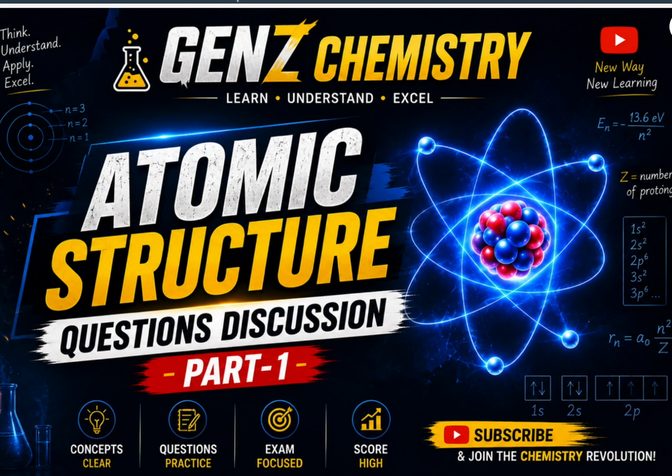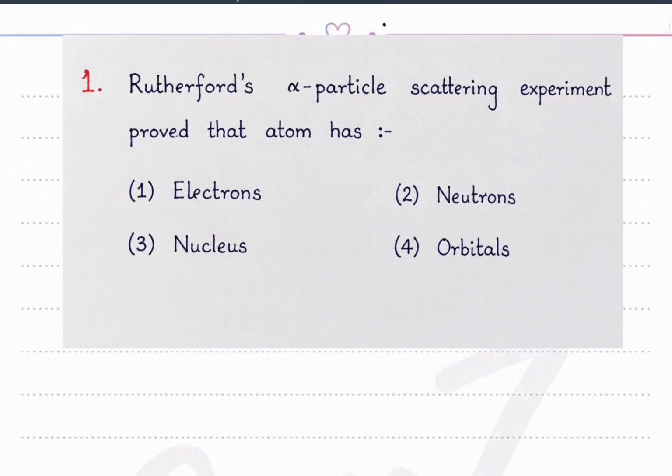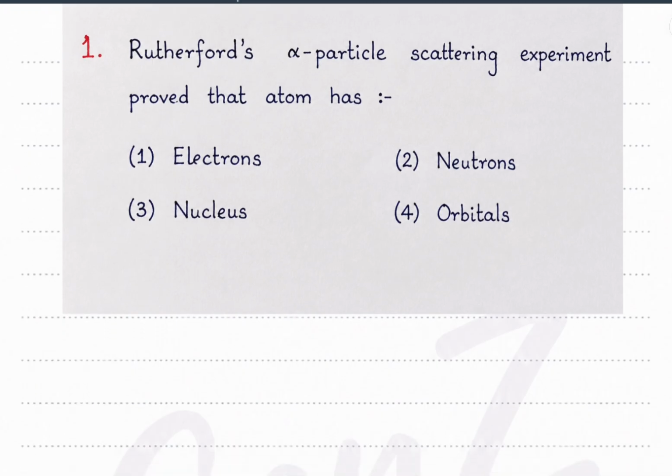In this video, I am going to discuss some basic questions on the atomic structure. Let us see our first question. Rutherford's alpha particle scattering experiment proved that atom has a nucleus. So, option 3 is the correct option.